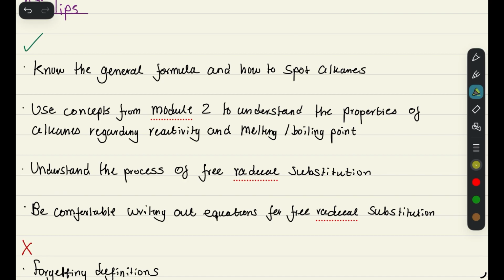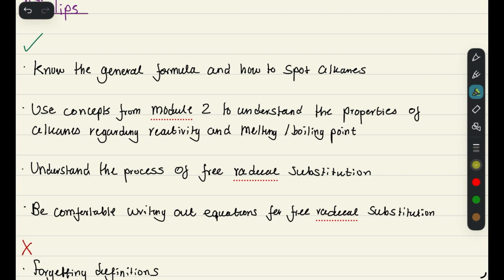Now, you need to use your concepts from module 2. So like we talked a lot about shapes of molecules. We talked about melting and boiling point, which I guess is more module 3. But we've talked about things that came up earlier in the course. So make sure that you're still using that knowledge and applying it to organic chemistry, because it doesn't just fade away. Now, processes of free radical substitution, we talked about, it's always those same 3 steps: initiation, propagation, termination. Always follow that, and you should be fine.